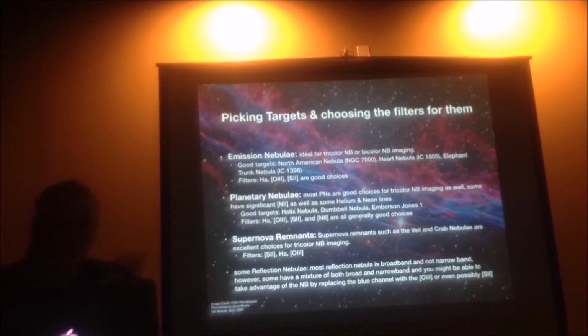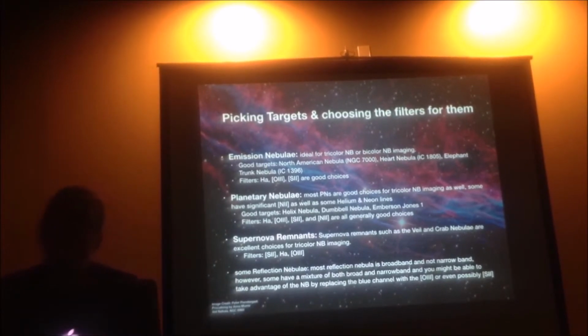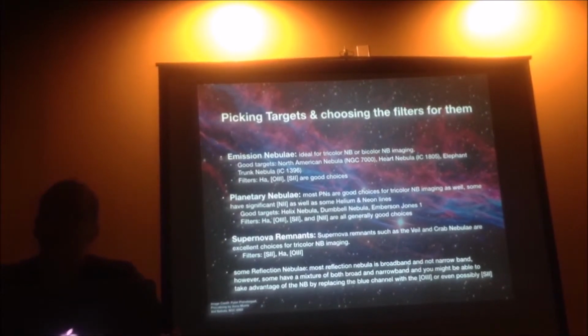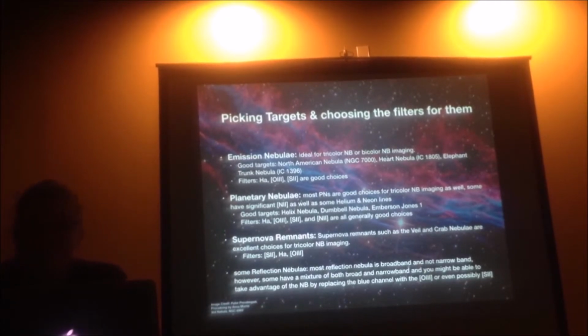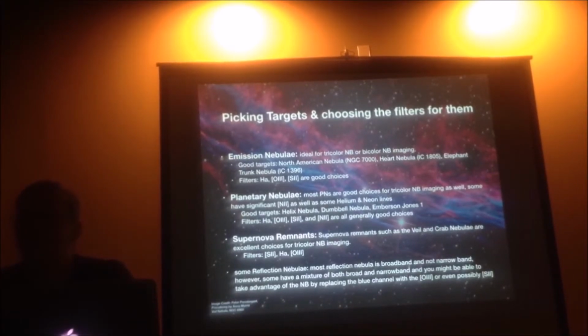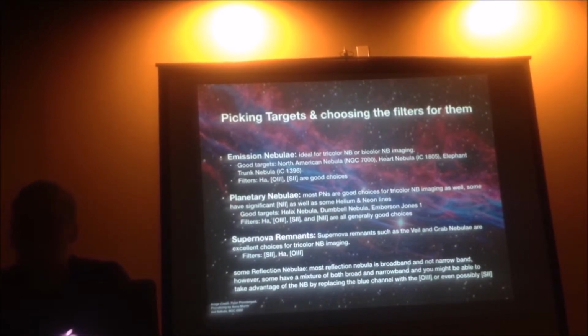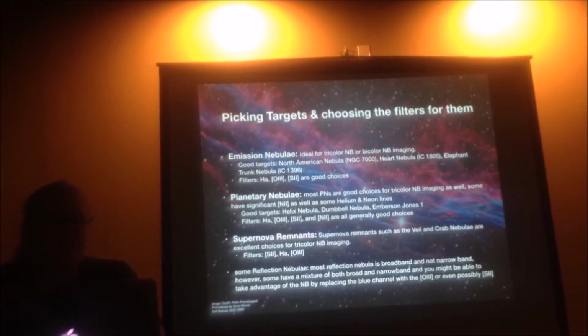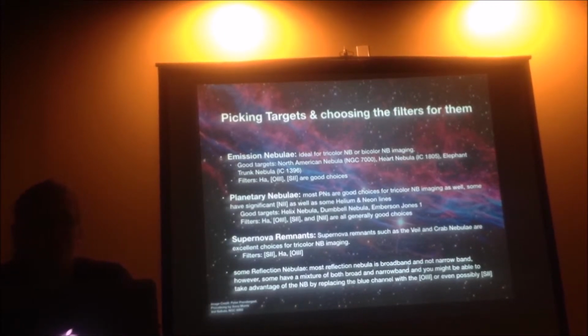Okay, next was picking targets and choosing which filters for them. The 3 main types you'll want to use narrowband for are emission nebulae. Obviously, being emission line filters, they're great for pulling out the emission lines in nebulae. They're really great for tricolor, so hydrogen alpha, S2, O3. A lot of people also use the nitrogen, depending on if you want to get into that realm or not.